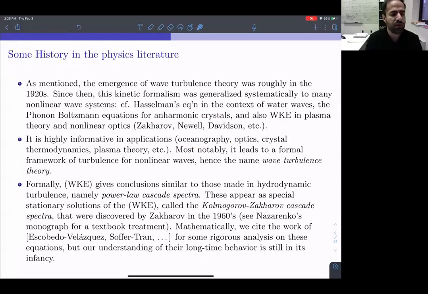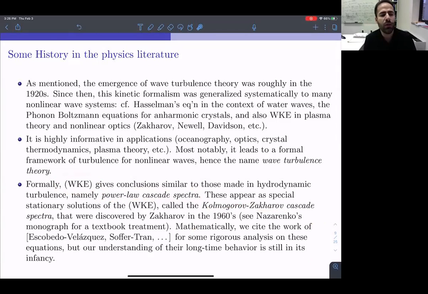I won't elaborate much on that, but I'll just say that formally what the wave kinetic equation gives are conclusions very similar to those made in hydrodynamic turbulence. In particular, it gives us power law cascade spectra. These come out as special stationary solutions of the wave kinetic equation that go by the name Kolmogorov-Zakharov spectra. Those were discovered by Zakharov in the 60s, and there are some first mathematical works trying to understand those spectra.